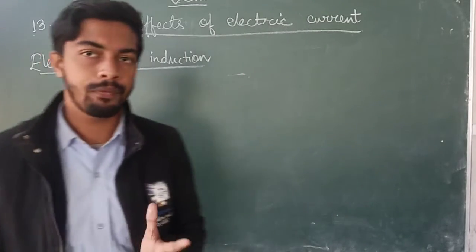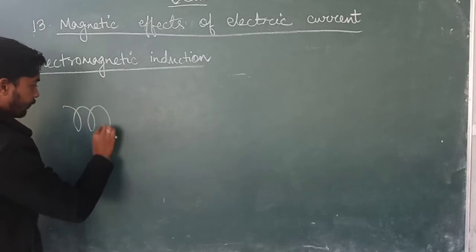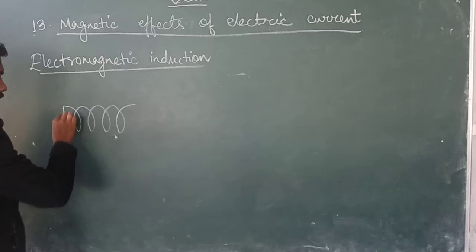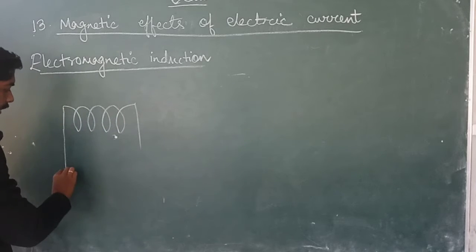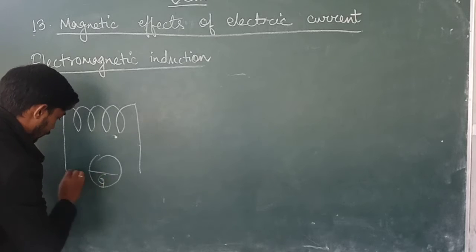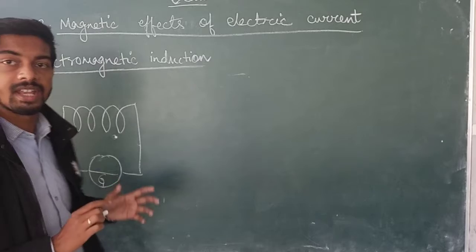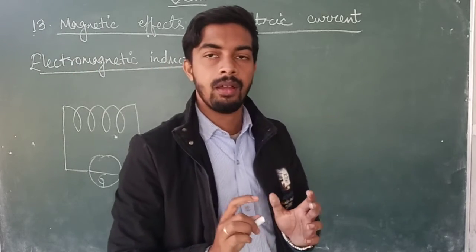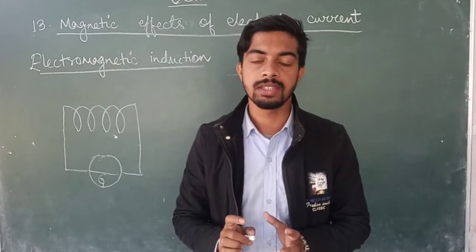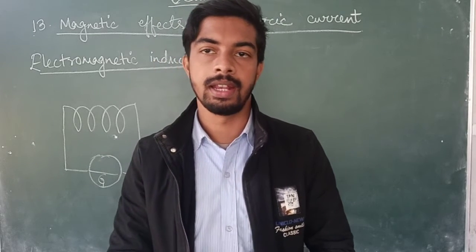So basically what Faraday did was he took a coil and connected the coil to a galvanometer. Now a galvanometer is a device which detects the presence of electric current in any circuit.